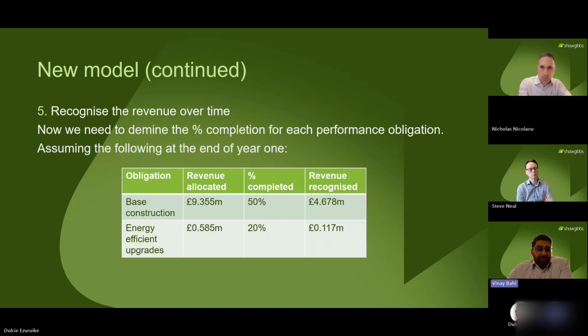And then step 5 is to recognize the revenue. So going back to the old method, you can still determine the percentage completion in the same way, but this assessment now needs to be applied to each performance obligation, and then revenue is recognized accordingly. So in our scenario, we've said 50% of the construction is complete in year 1 and 20% of the energy efficient upgrades are complete in year 1.